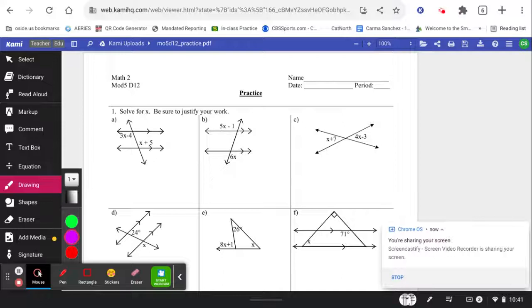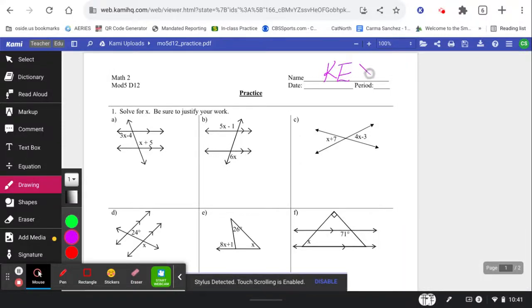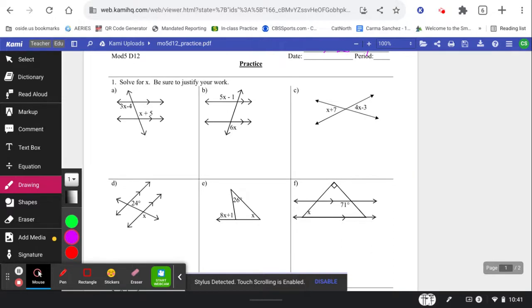All right, let's take a look at the Mod 5 Day 12 worksheet. And we're starting at the top with our angle relationships. Remember, we're not only going to solve for x, but we're going to give the angle relationship name as well. So looking at 1a, do you see that relationship there in between vertical lines?